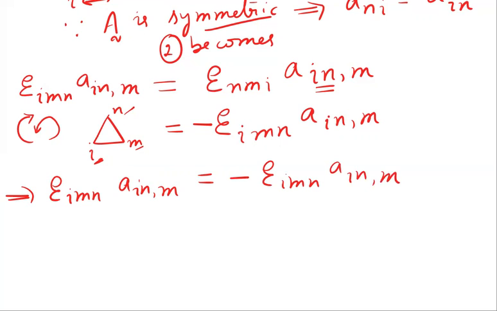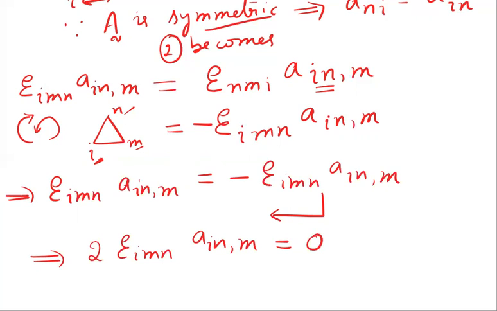Now we'll take this to one side. That means both are the same now, so they're getting added up. So twice epsilon_imn A_in,m. This implies 2 epsilon_imn A_in,m is equal to 0. Fine. Call this as equation 3.